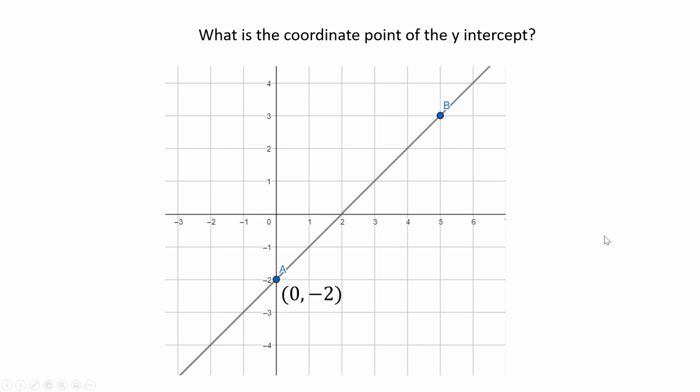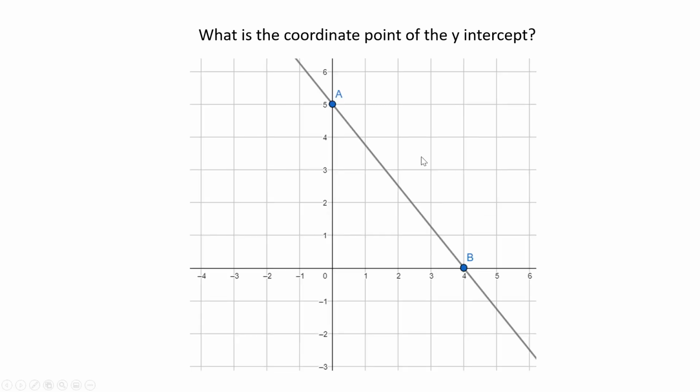Okay. So we're just looking at y-intercepts. All right, here's another graph. There's my y-axis. We intersect right here at this point A, and that is the point (0, 5), because all we did was go up 5 spaces.